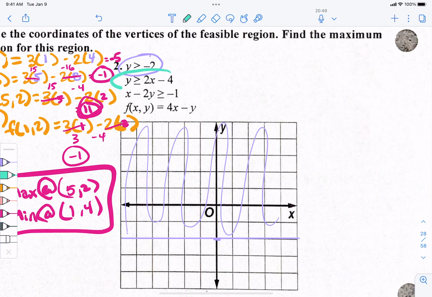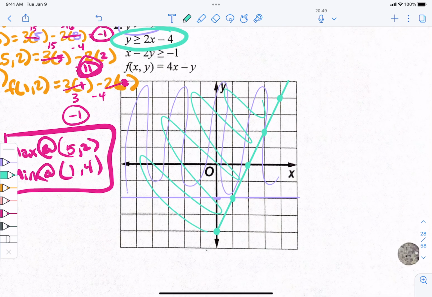Second one, y is greater than or equal to 2x minus 4. Start at negative 4, then up 2 over 1, up 2 over 1, up 2 over 1. Solid line again, and greater than is above. So we've got those 2 lines going on now. We're doing okay so far?